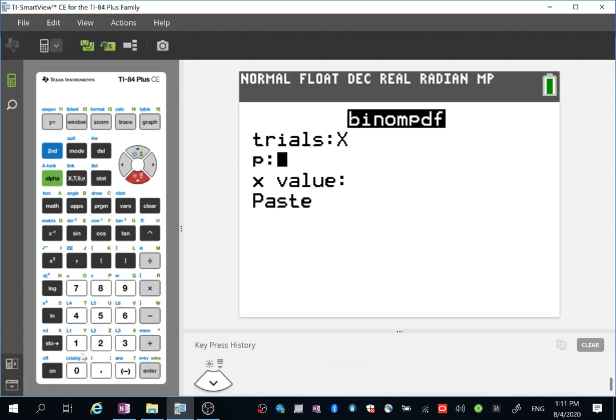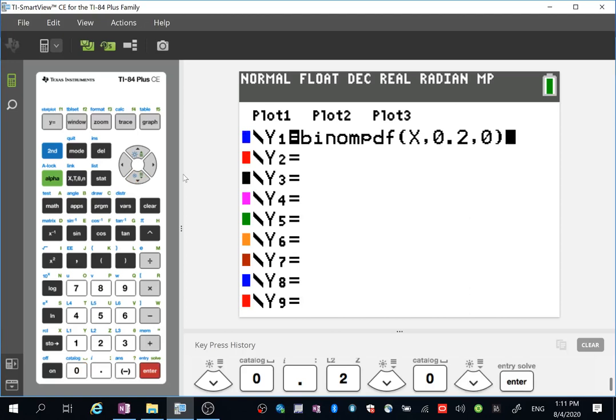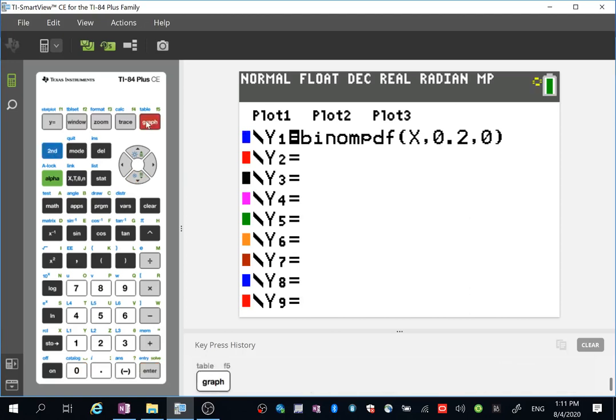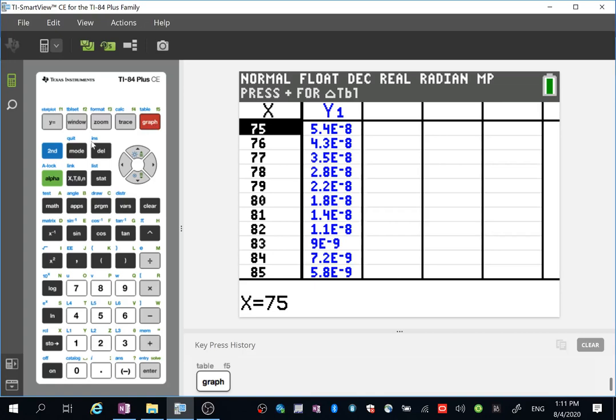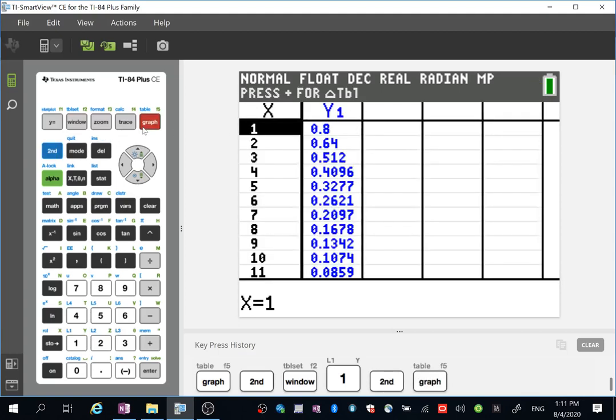Your p is 0.2, and your small x value is 0 because we are finding probability Y equals 0 on the left hand side. Then you press enter. After that, you go to table, so 2nd graph to get to table. If I want the table to start from 1, how do I change the GC setting? I go to 2nd window, and for table start, I just key in 1. Then I go back to table again.